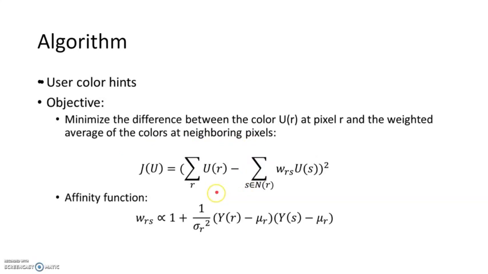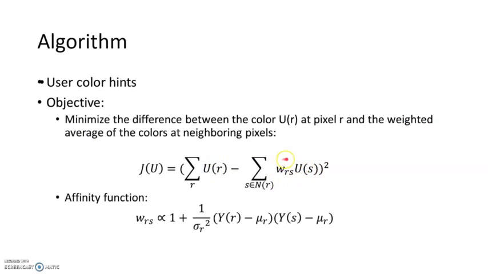In simpler words, let us see the equation here. J(U) means we are optimizing for the U channel, and the V channel will be the same. So we have to optimize for two channels, the U channel and the V channel. We can see here the summation over all R pixels of U(R), which means the R pixel at the U channel, and we have to minimize its difference from U(S), the neighboring pixels, where this is the weighted average of the colors. Weighted average means that the R pixel will have some relationship with all neighboring pixels.